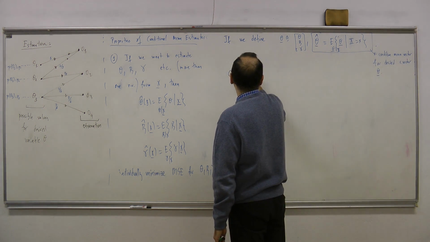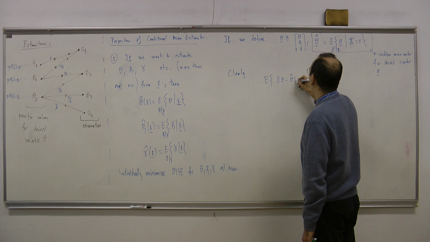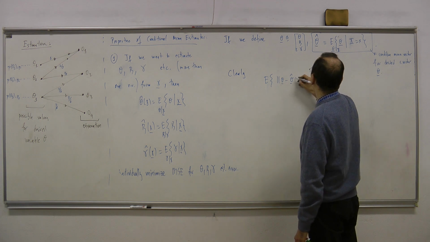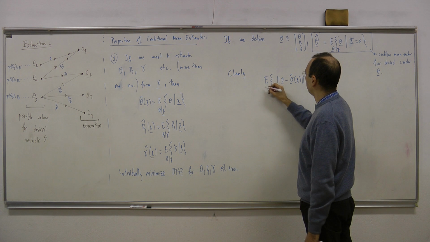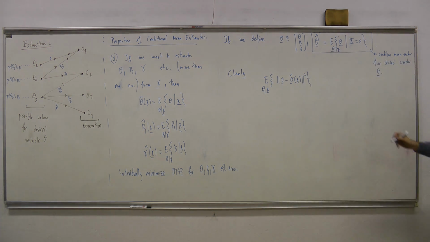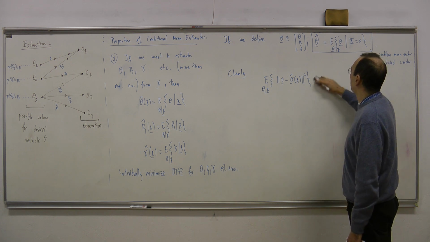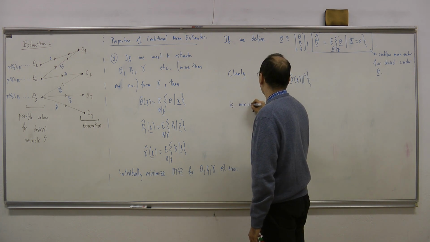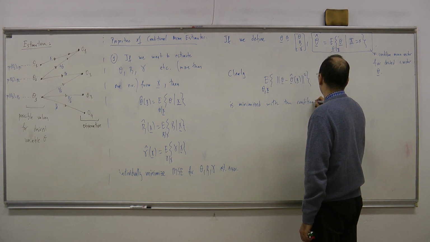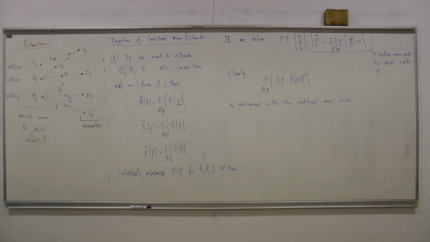Clearly, the expected value of theta minus theta hat, this is the Euclidean norm, given x, is minimized with the conditional mean vector. I'm talking about the conditional mean vector over here.